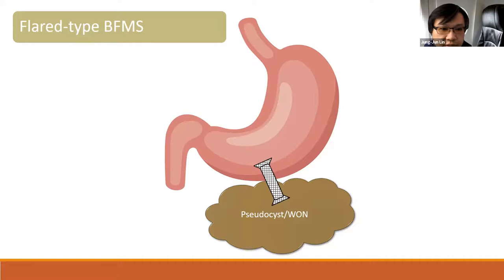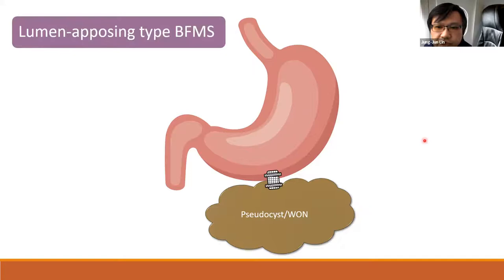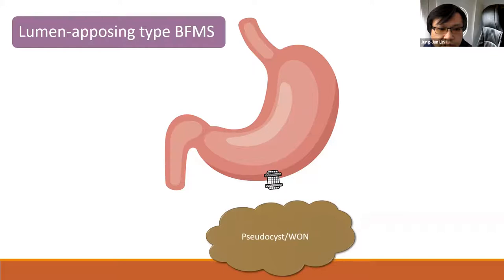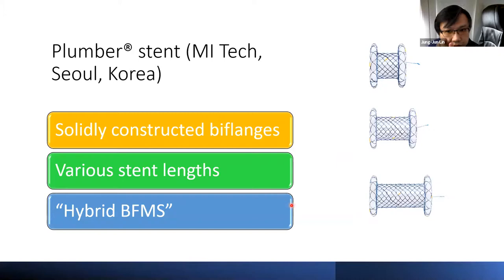In contrast, the lumen opposing type has a limitation in the case of a longer distance, if the target wall is longer than 1 centimeter, because the distance between the two flanges is only 1 centimeter. So if the target is far away from the stomach, it's not reasonable to use the lumen opposing metal stent. So recently, a new design of bi-flange metal stent called the Plumber stent from Korea. It provides a strong bi-flange structure similar to the Axios, but it also has various lengths.